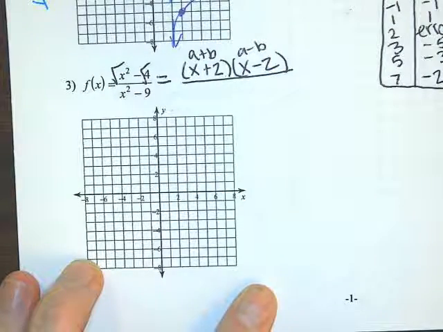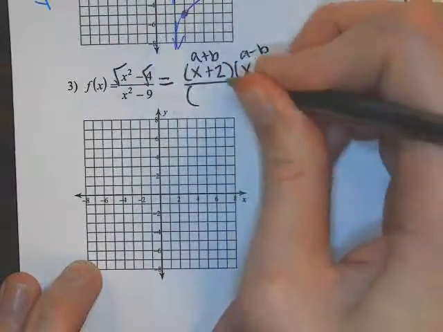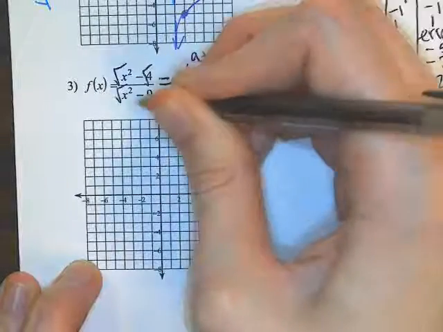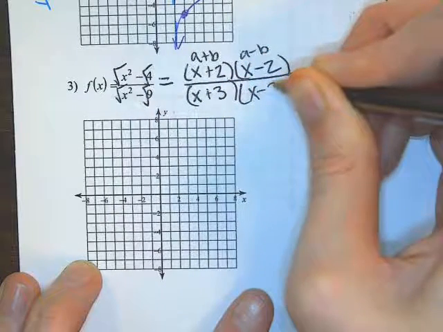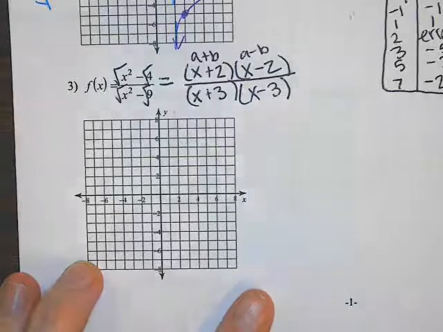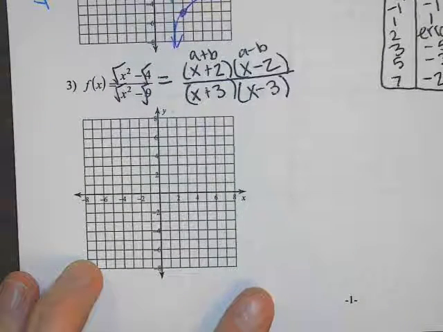Do the same thing in the denominator because it's also a difference of squares. Square root of x squared is x. Square root of 9 is 3. So then over here I'd have x minus 3. There we go. We factored it. So when we get back, we'll use those questions that we had for what makes it undefined to find the characteristics.